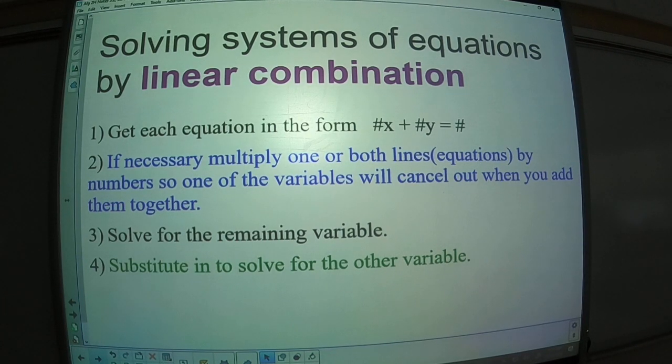All right, number 2, if necessary, multiply one or both lines of the equations by numbers, so one of the variables will cancel out when you add them together. You'll see what I mean in a minute. Step 3 is solve for the remaining variable, the one that's left, and then step 4, substitute in to solve for the other variable. Hopefully you've gotten this written all down, and we'll move on.